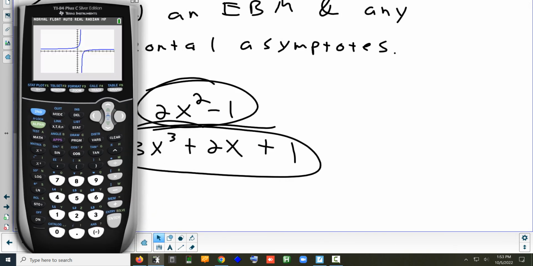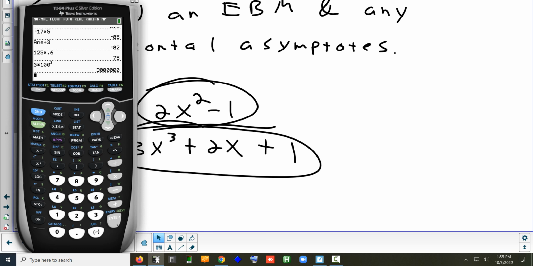And if you say, well, yeah, but if x is 100 and you multiply it by 2, that's 200. Isn't adding 200 a pretty big number? Not really. If you plug 100 in for 3x cubed, you would have 3 times 100 cubed.